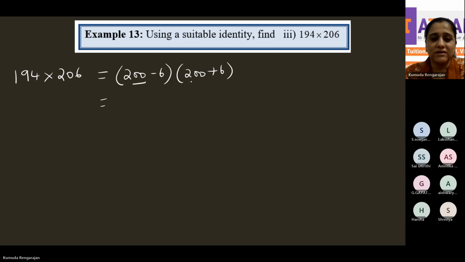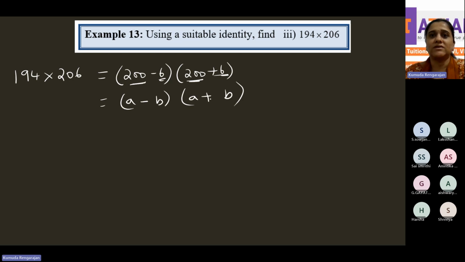See here, there are two brackets wherein the first terms are the same, A, A. The second terms are also the same, B, B. And the connecting signs are minus and plus. So we have made the given question look like A minus B into A plus B. This is not the answer. We are still working with the question only. We have not answered the question.